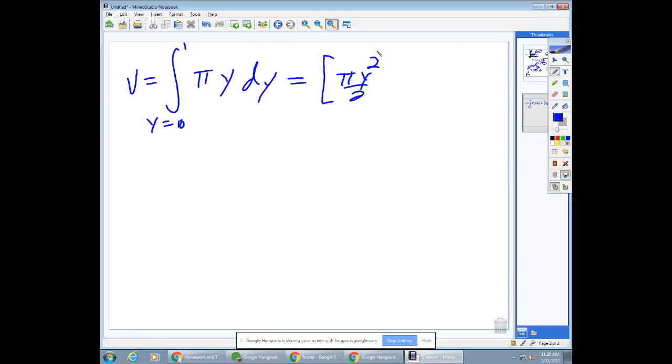2. And y is going from 0 to 1. And so I get pi over 2 minus 0, pi over 2 for the volume. And that would be units cubed. Yeah, that'd be a good thing to note because it is volume: units cubed or cubic units.